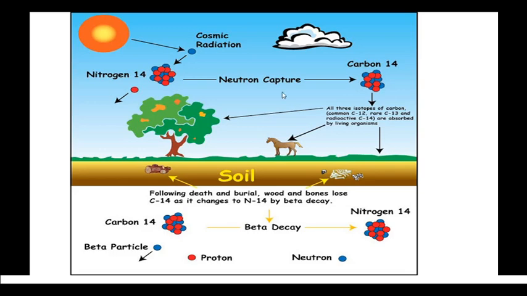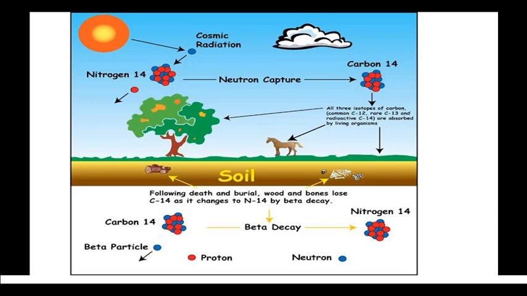So the plants as well as the animals and all the living organisms will absorb carbon, and the ratio of C14 to C12 is maintained constant in their lifetime. Now, following the death of these living organisms like plants, animals, what happens? This intake of C14 stops, so that the ratio gets decreased.